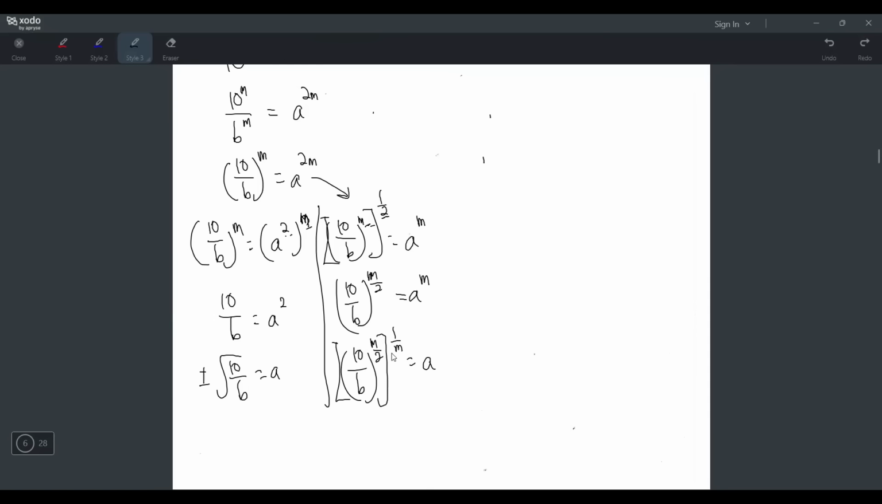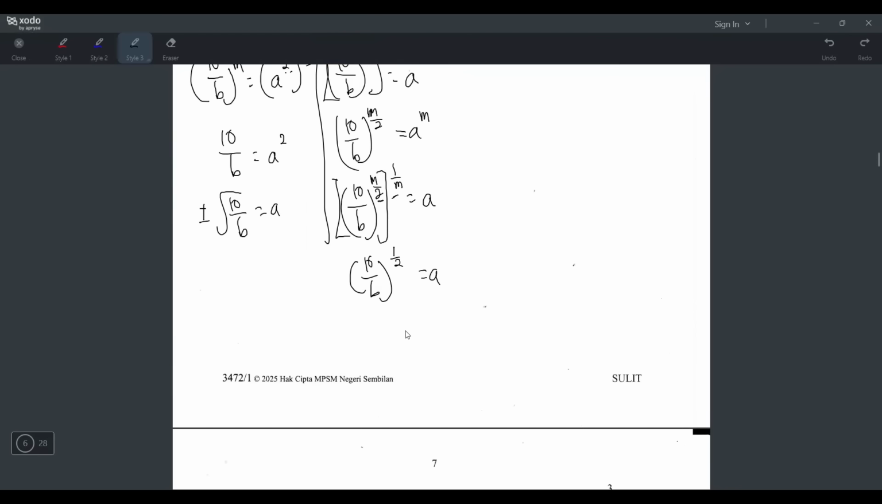And then this one is m over 2. And if the power is side by side, you multiply again, right? So you are left with 10 over b. Okay, m over 2 times 1 over m. The m on top multiplied by the bottom, so it becomes m over 2m. And then cut, left with 1 over 2. And guess what? Power 1 over 2 means square root. So it becomes square root of 10 over b, but with the plus minus.